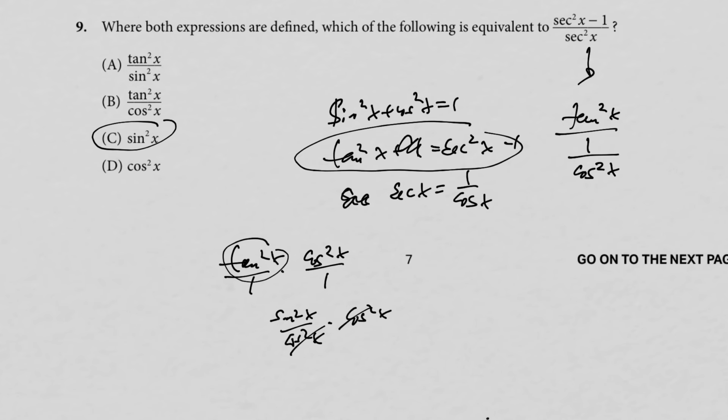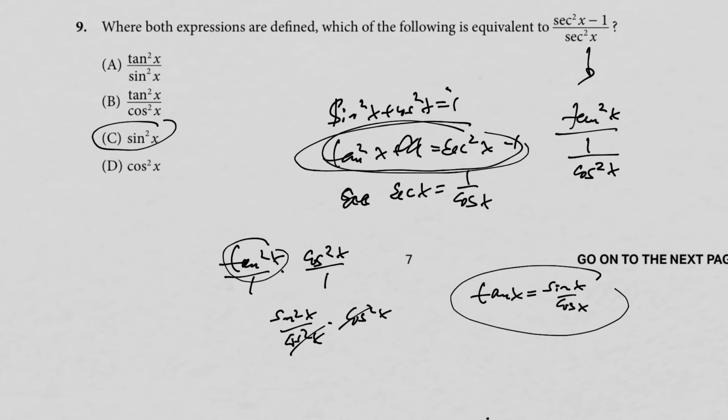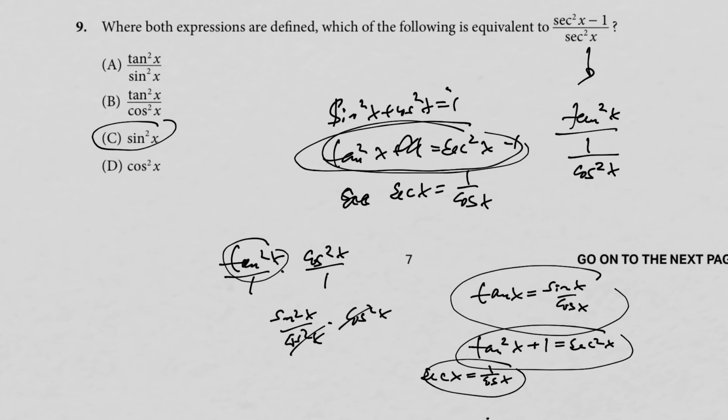It used the fact that tan equals sine over cosine. It used this fact that tan squared x plus 1 equals secant squared x. And it used the fact that secant is 1 over cosine. So it used 3 of the main 8 trig identities.